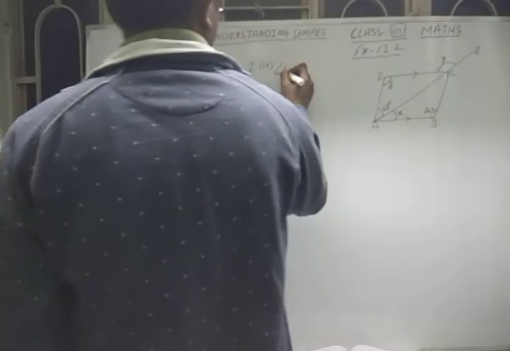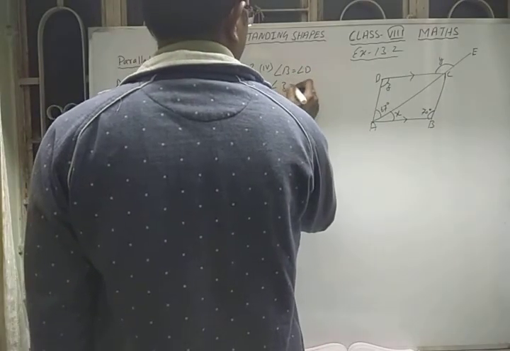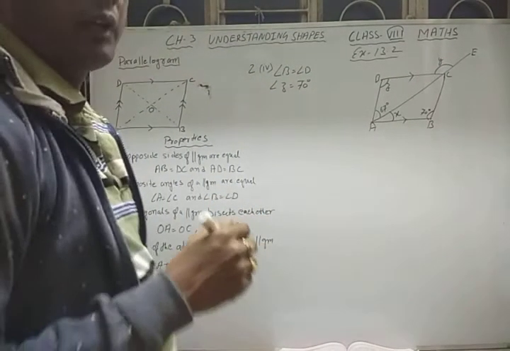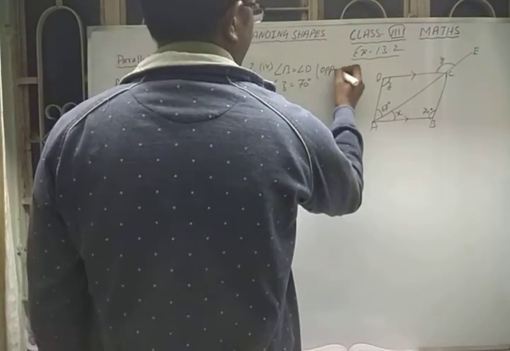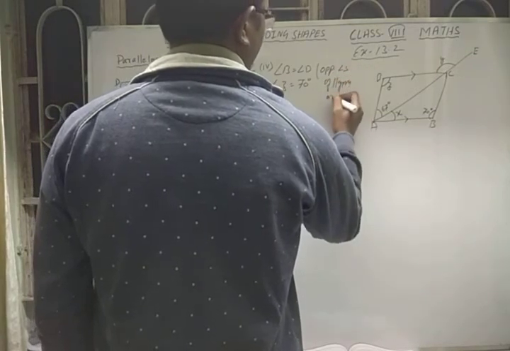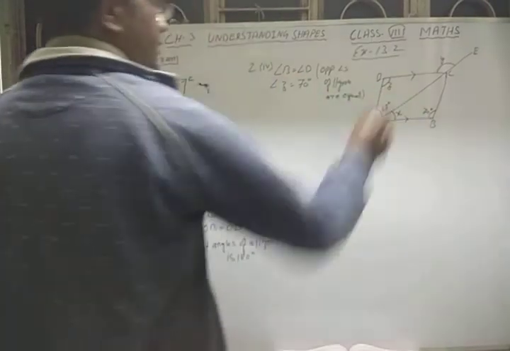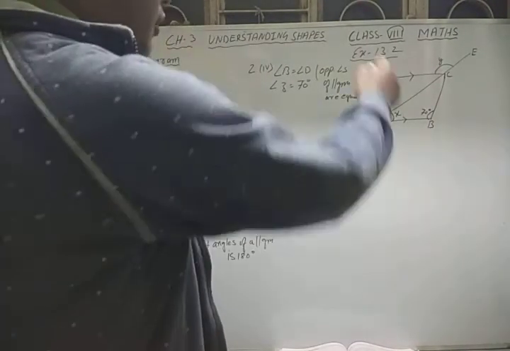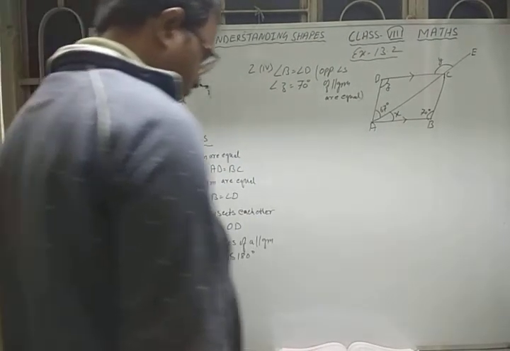So similarly, angle B is equal to angle D. So angle Z is equal to 70 degrees. While writing anything in geometry, you should give the reason also. So we have to write: opposite angles of a parallelogram are equal. So if angle B is 70 degrees, that means angle D is also 70 degrees. I have drawn the figures slightly wrong, but you can understand from here.